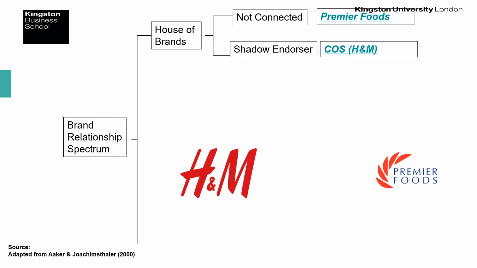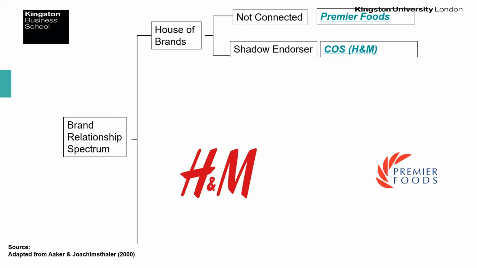H&M is a Swedish fashion company, and it has extended its business by introducing a number of different brands such as COS, Arket, and Other Stories, and some others. And those are endorsed by H&M, but in a relatively light touch way. So H&M doesn't pretend that it doesn't own these brands. It's very open about that, and you can see that H&M is the parent company, but in the background, very much in the background, to allow the brands to stand and shine on their own.